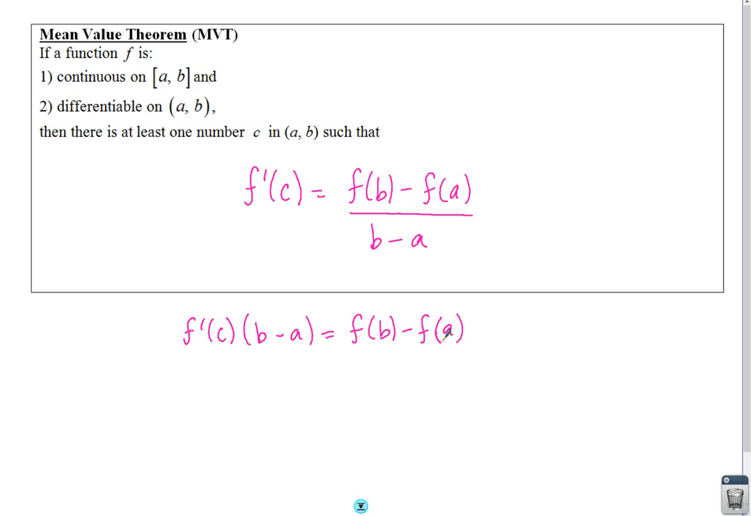And you're like, Murphin, why? I don't see where you're going. Just bear with me here for a second. Then, just because I feel like it, again because I can, I'm going to flip sides here and make this f of b minus f of a equals f prime of c times b minus a. Again, I hear you. Why are you doing this? Just wait. Hold on. It'll get there.